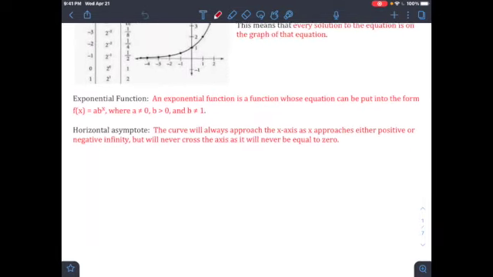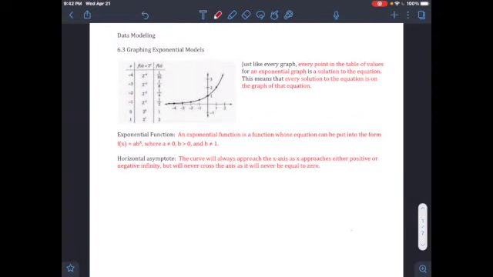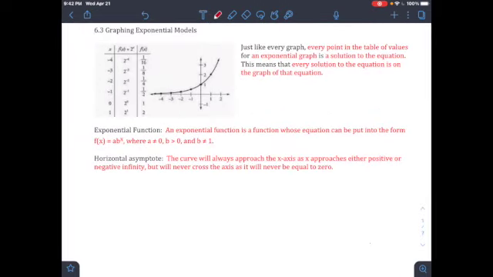And then there's another thing that you guys probably have not heard: a horizontal asymptote. The horizontal asymptote is that the curve will always approach the x-axis as x approaches either positive or negative infinity, but it will never cross the axis, as y will never be equal to 0. It will get very, very close to 0, but it will never get to 0. And as time goes on, I will explain a little bit more. So those are two very important definitions. Make sure you keep that in mind. So let's go on to look at the examples.